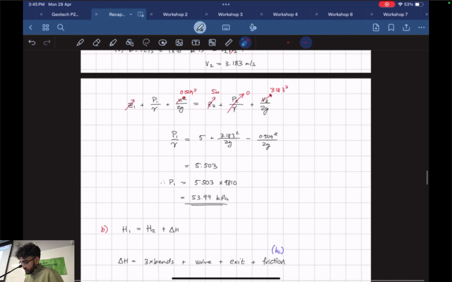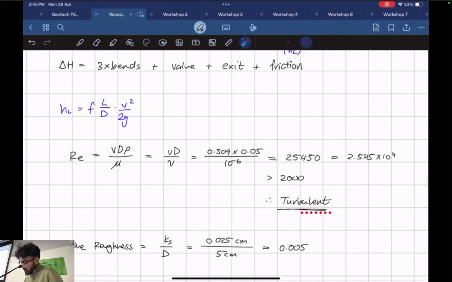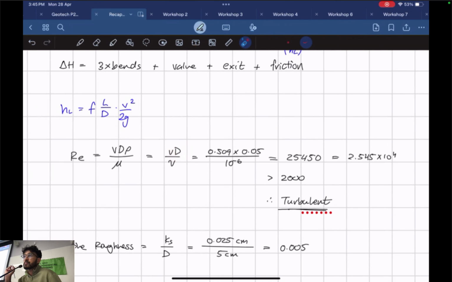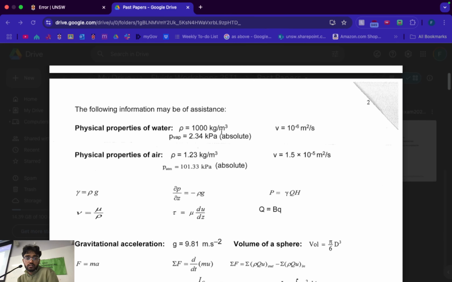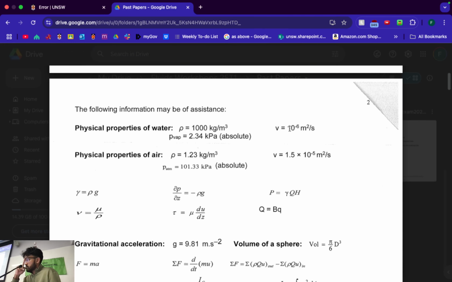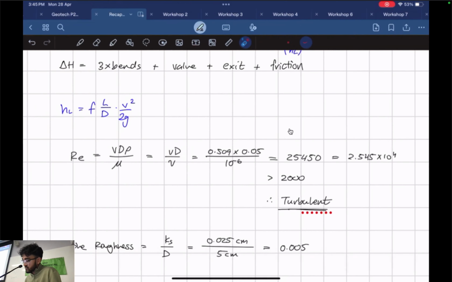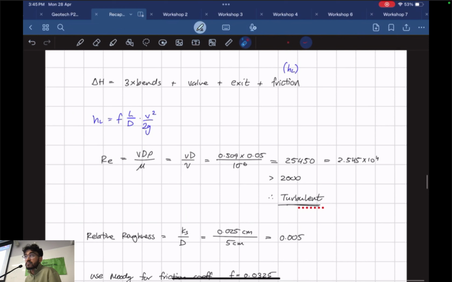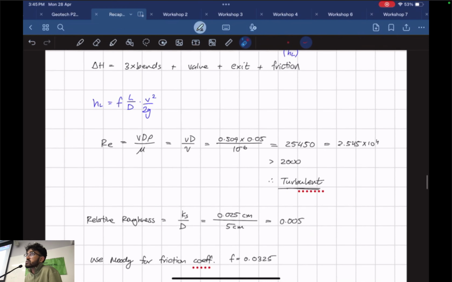It doesn't really matter. D is the diameter of the pipe, which is 5 centimeters. And the kinematic viscosity, I've got from the formula sheet. It's kind of annoying they have it as V instead of the actual letter, but now you know that that's going to be our kinematic viscosity. Does that make sense? David? Make sense? Alright, any other questions?